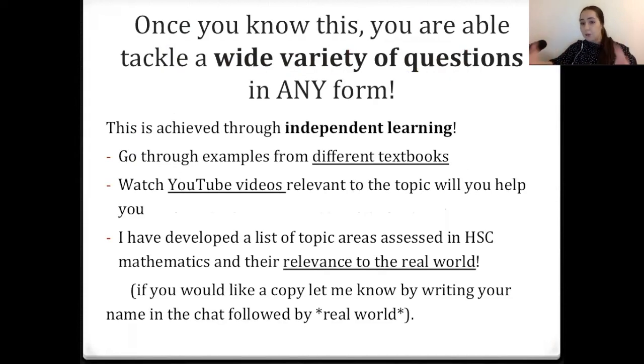So it's up to you to go through different textbooks, examples from different textbooks, for you to know different perspectives and different ways of working through the question. Also, watching YouTube videos relevant to the topic will also help you. And I myself have also developed a list of topic areas assessed in the HSC and their relevance in the real world context.